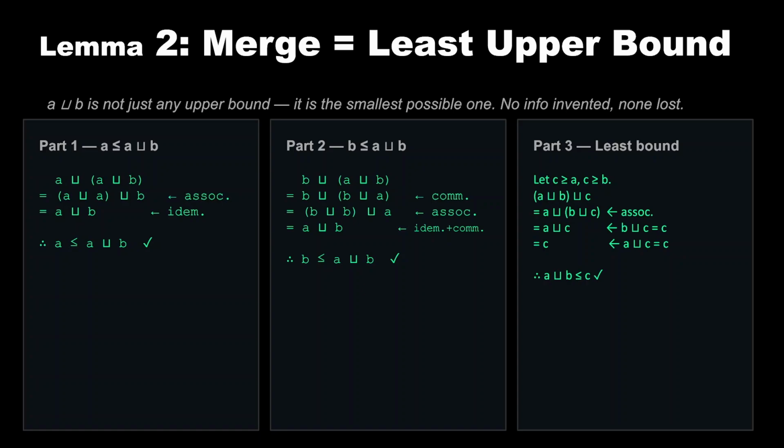Part 3 is the key. We take an arbitrary upper bound C and prove that A union B sits below it. We regroup with associativity, then substitute our two assumptions one by one. The result is C itself, which means A union B, or A merge B, is behind C, since C was an upper bound. The merge is always the smallest possible one.